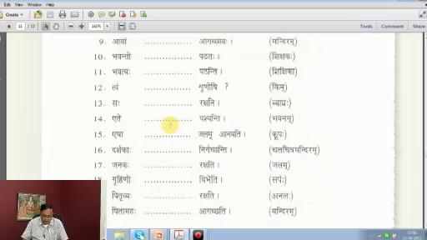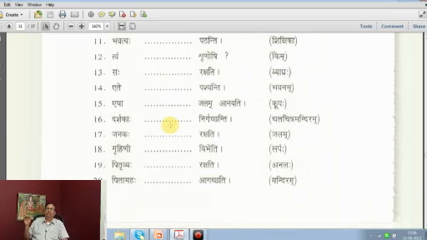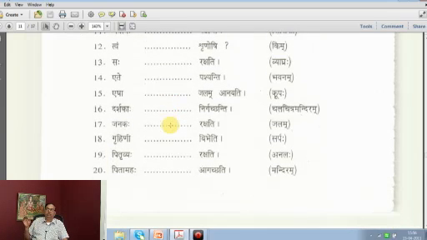Darshakaha chalachitra mandirat nirgachanti. What do you say, Darshaka here? Audience are coming out of a movie theatre. Audience are coming out from a movie theatre. So, chalachitra mandirat nirgachanti. Next.